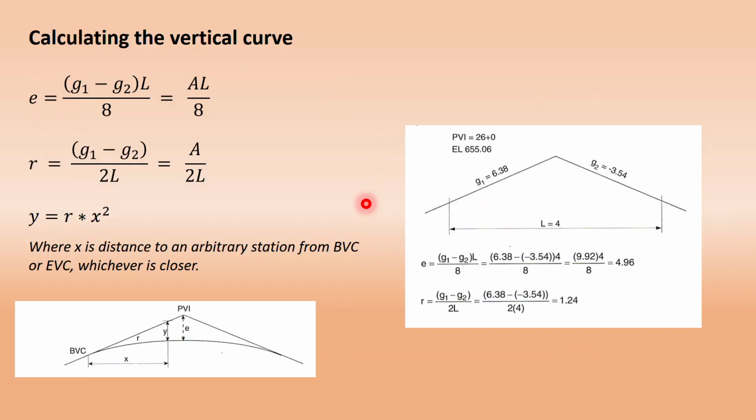Okay, so calculating the vertical curve. This is straight from the example in the textbook, and these are the equations that we just covered. And this is the calculation that we did at the beginning of this slideshow, where we computed your G1 gradient and your G2 gradients.